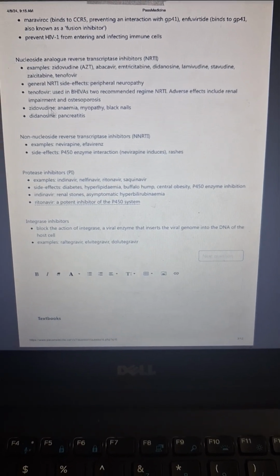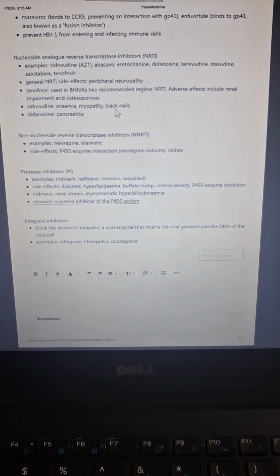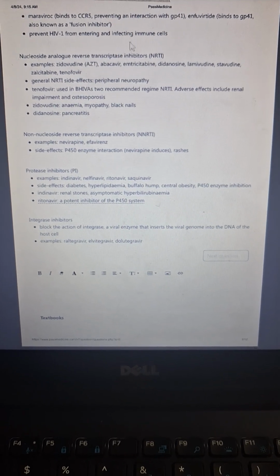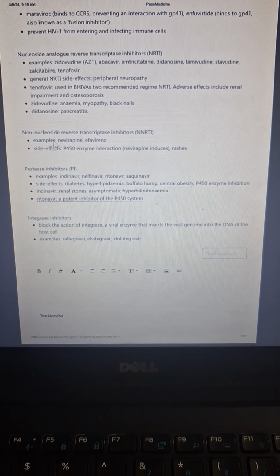Zidovudine, I remember it by ZMAP: zidovudine, myopathy, anemia, and black nails. And DP: didanosine, pancreatitis. Watch this segment again to remember all the side effects related to NRTIs.